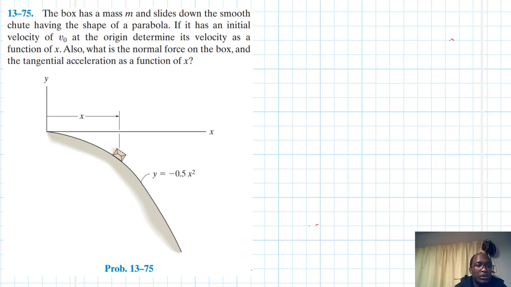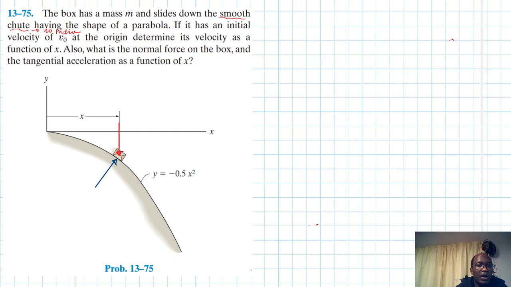Alright, so let's draw the free body diagram. Of course, we do have the weight. Let's say that is our weight acting through the center of gravity. And let's say we do have the normal force. Of course, this is smooth, and by this we mean if this chute is smooth, it means no friction between the box and the surface.